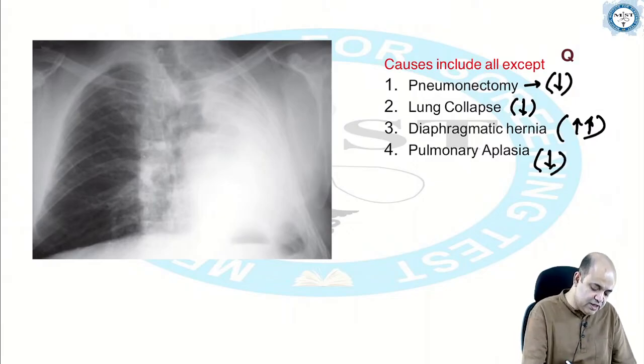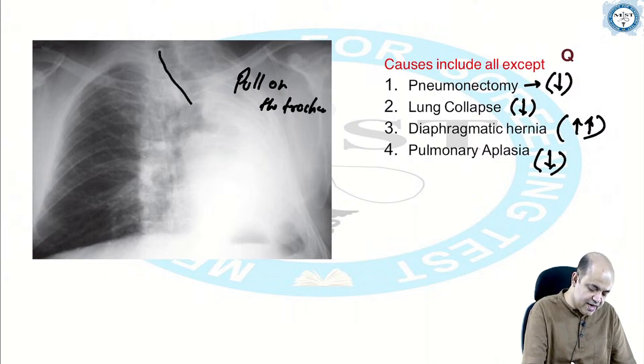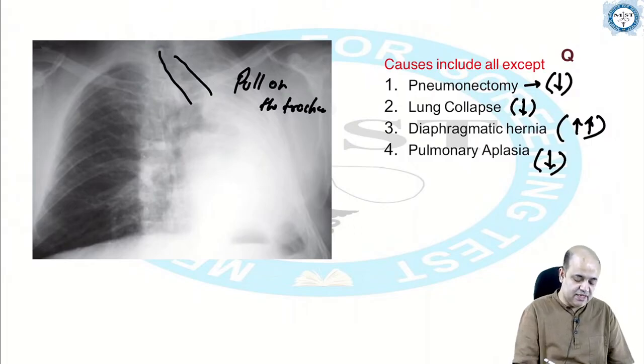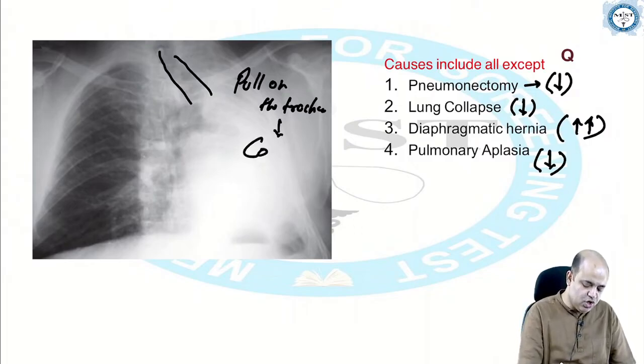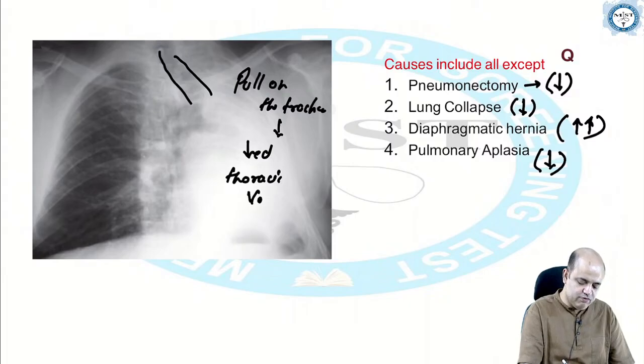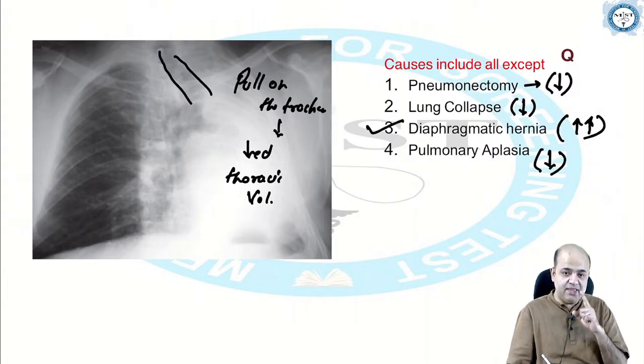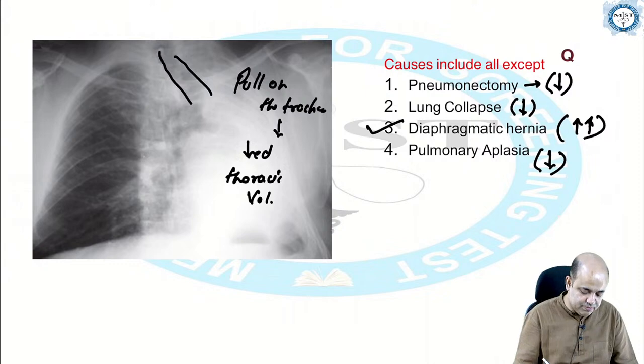So what do we see? We see there is a pull on the mediastinum. There is a pull on the trachea. The trachea has been pulled towards the side of the opacity. So that means there is a collapse. There is a volume loss. There is a decreased thoracic volume. So which of the following is not a cause for the decreased thoracic volume? The answer would be the diaphragmatic hernia. So first we need to see the options and then go to the image.